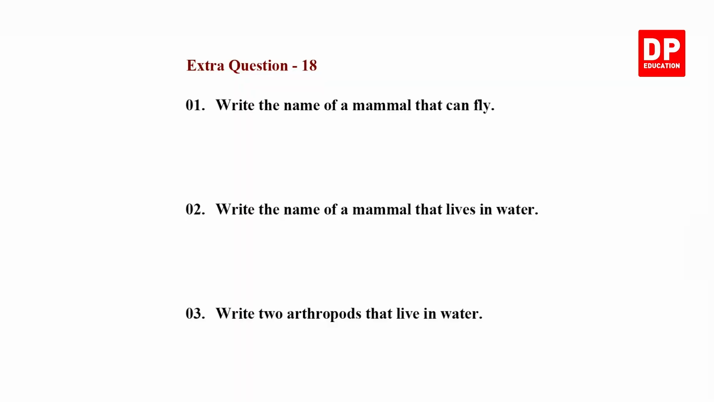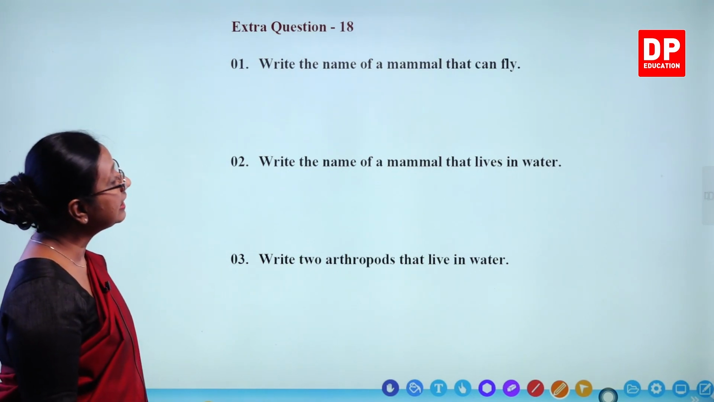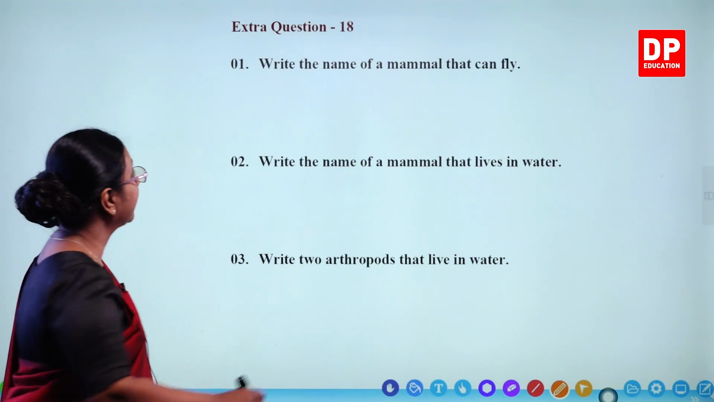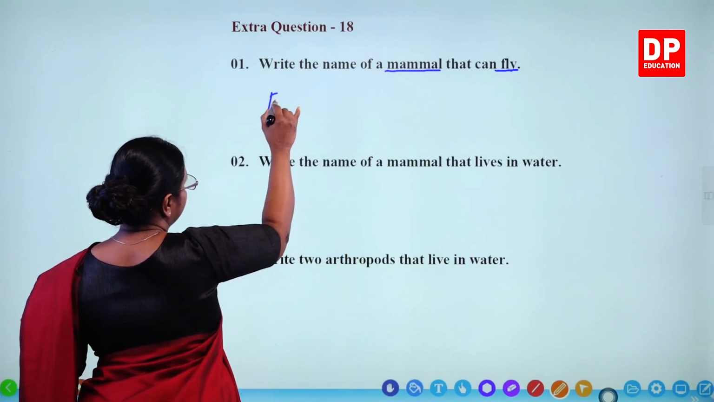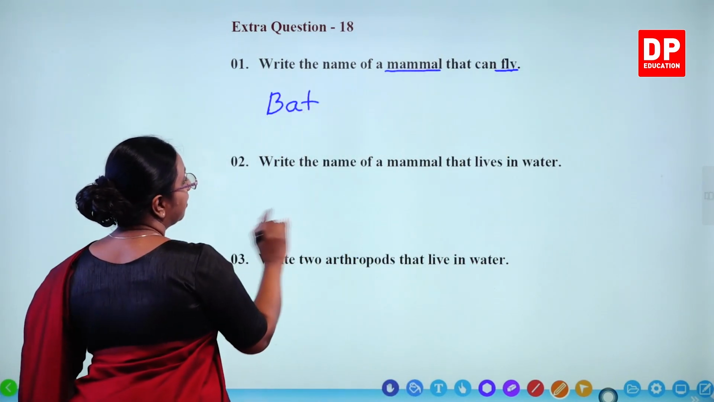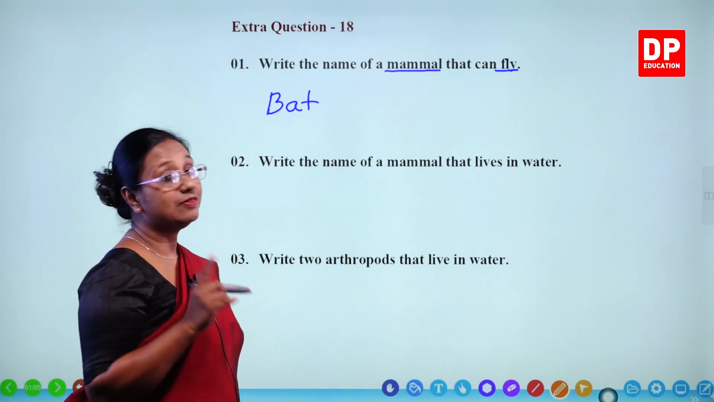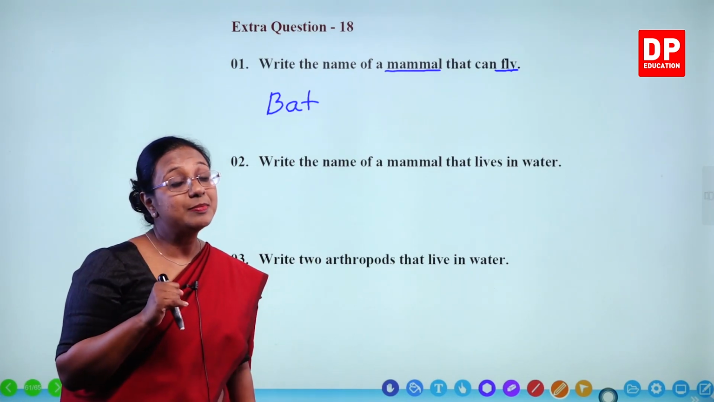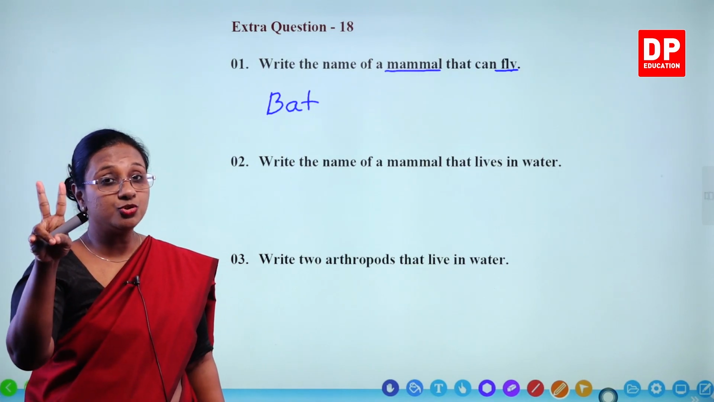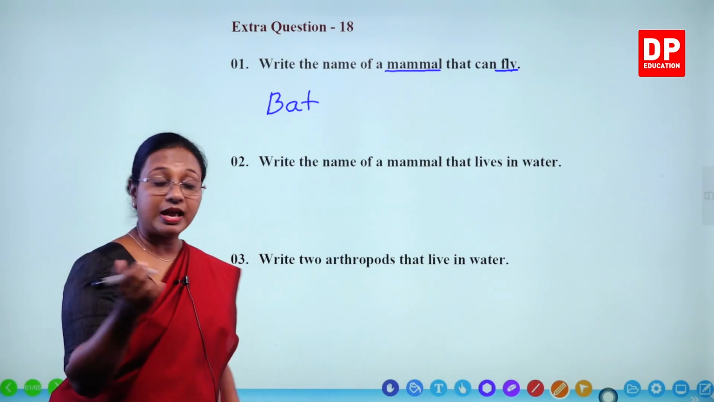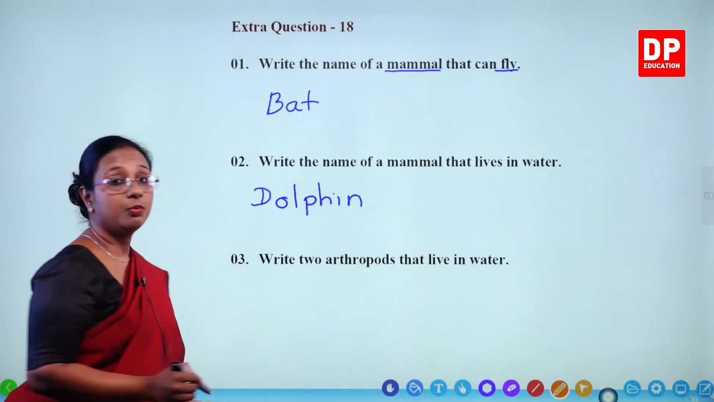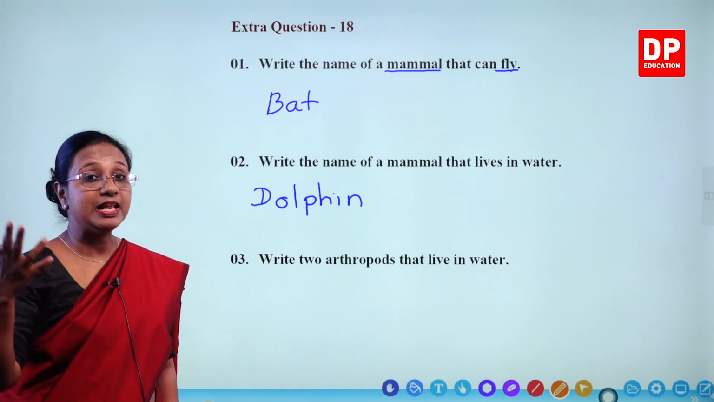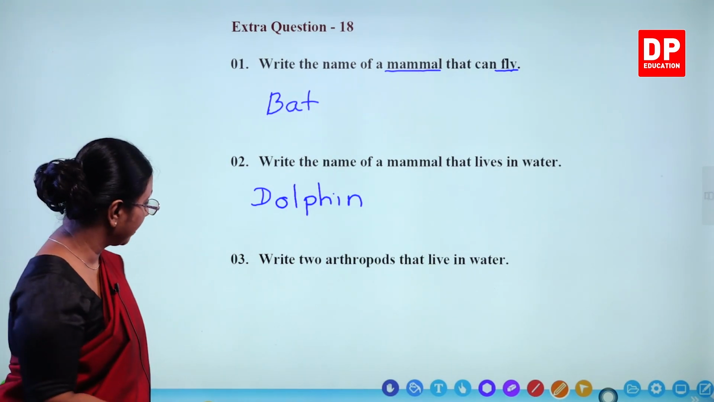Extra question 80. Write the name of a mammal that can fly. What is the mammal that can fly? Name of a mammal that can fly. It is the bat. Write the name of a mammal that lives in water. What is the mammal that lives in water? There are 2, dolphin and whale. You can write any one. I will say dolphin. You can also write whale. You can say blue whale, killer whale, anything is fine.